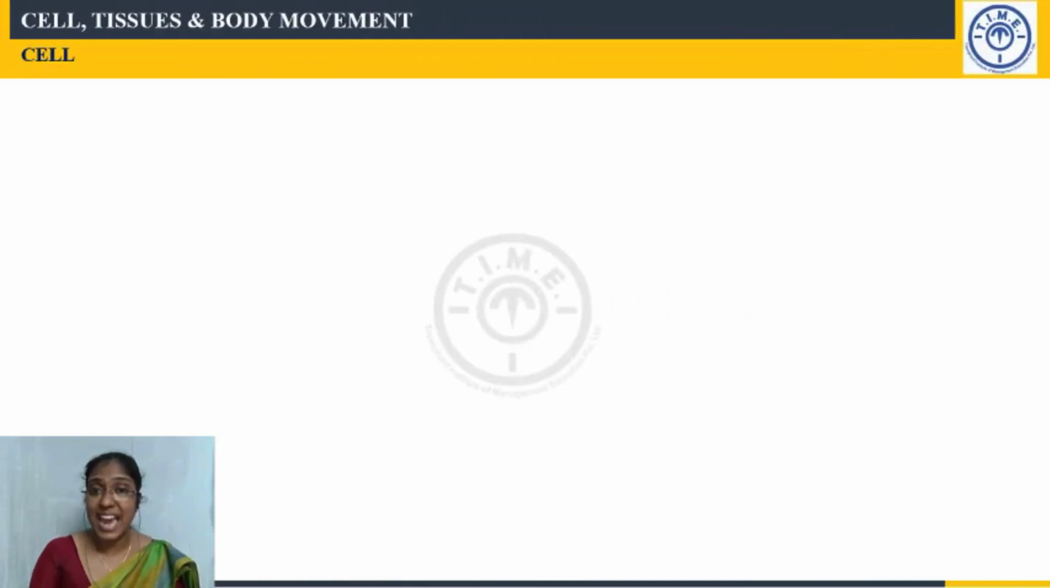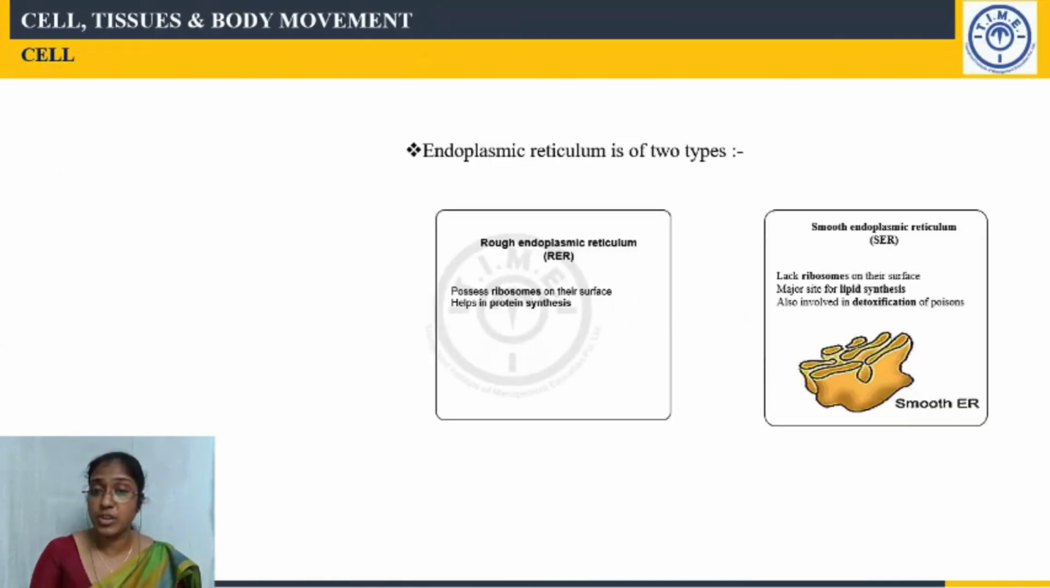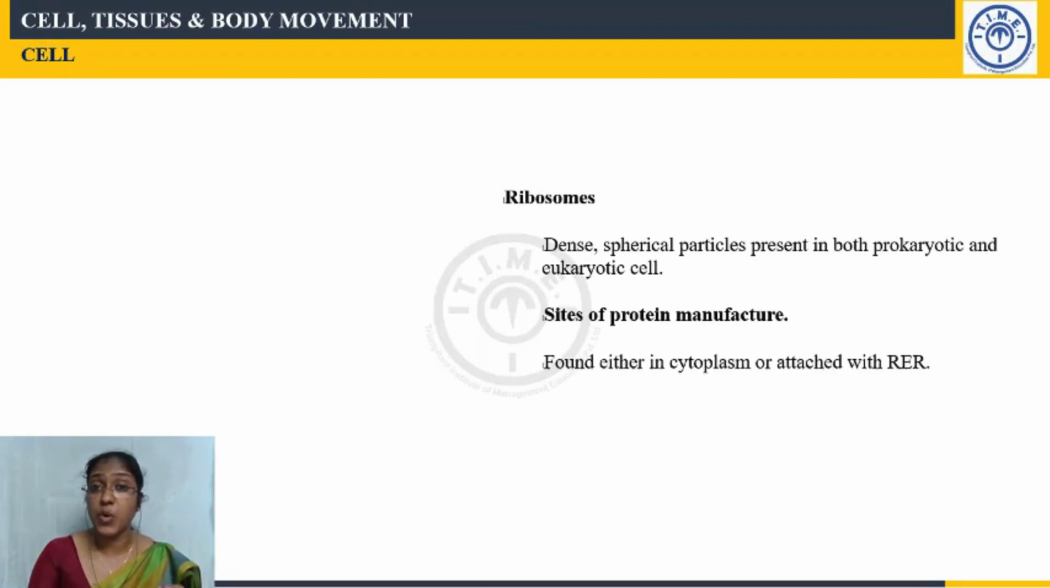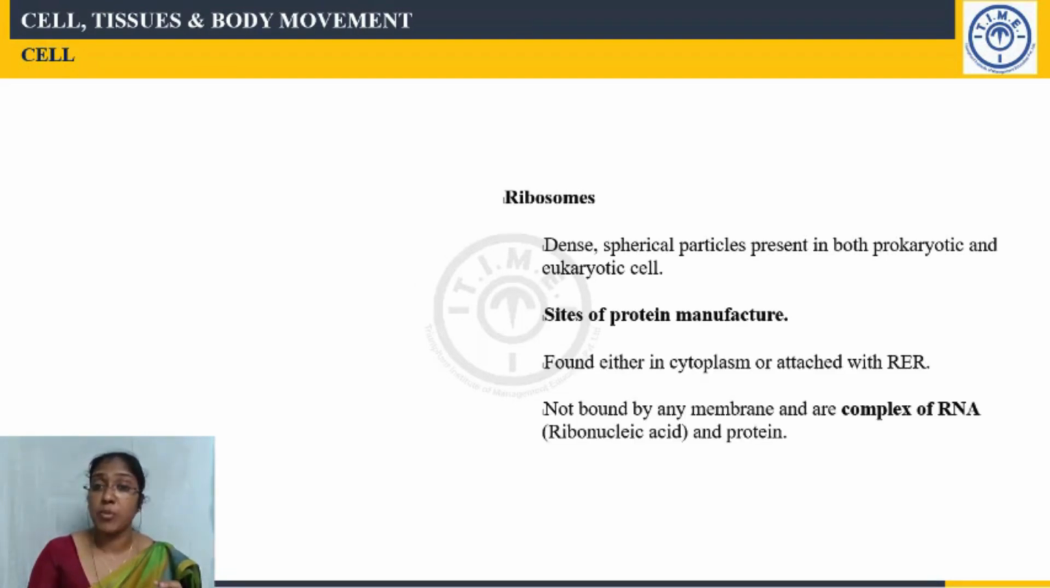It is of two types, RER and SER. In RER, ribosomes are present, so they are rough. In smooth endoplasmic reticulum, there are no ribosomes, and its functions are lipid synthesis and detoxification of poisons. And we have talked about ribosomes. What is their peculiarity? They are the sites of protein synthesis, and in both prokaryotic and eukaryotic cells, ribosomes are present, and they are made of complex RNA molecules and proteins.